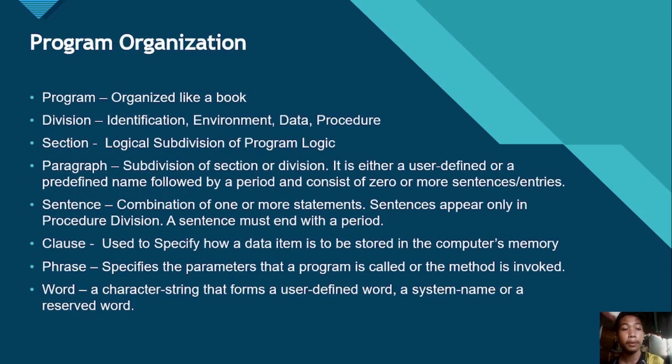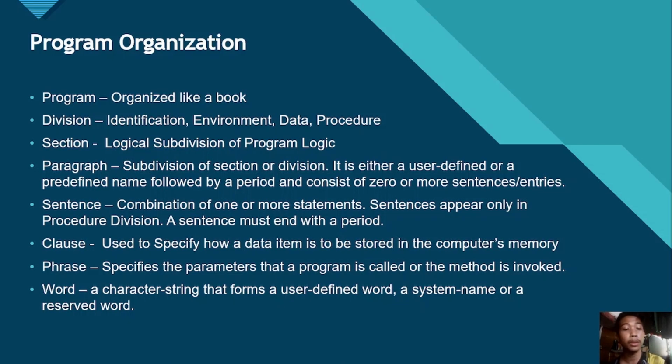So, what is the program organization? A program is organized like a book. Under it are divisions, which are identification, environment, data, and procedure. A section is the logical subdivision of program logic. A paragraph is a subdivision of a section or division. It is either a user-defined or a predefined name followed by a period and consists of zero or more sentences or entries. A sentence is a combination of one or more statements.